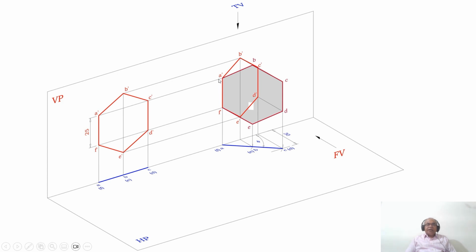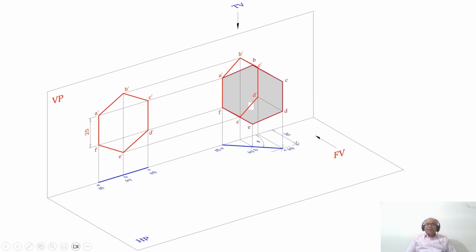Now, in the second position, what he says is that one of the sides is resting on VP. The side A dash F dash is resting on VP, while the side opposite to that side, which is CD, is away from VP by 30 mm. You can see that it is 30 mm here.